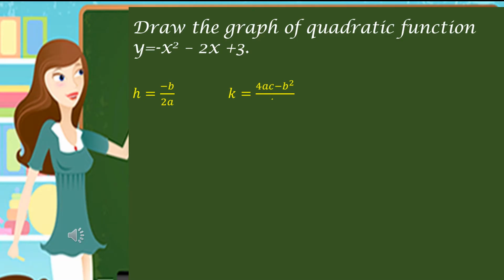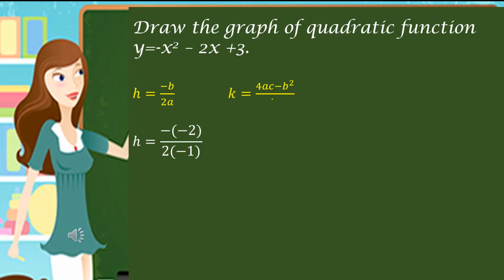So in h we have h is equals to negative b divided by 2a, then for the formula for k we need to use the k is equals to 4 times a times c minus b squared divided by 4a. So let's start by substituting the values of a, b, and c.